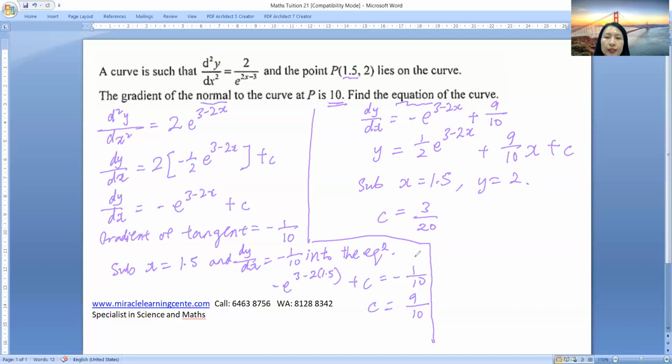So therefore the answer for the equation of the curve will be y is equal to half e to the power 3 minus 2x plus 9 over 10 x plus 3 over 20.